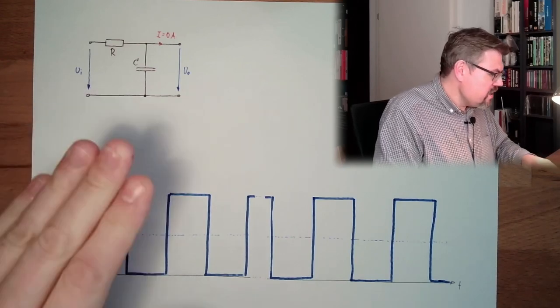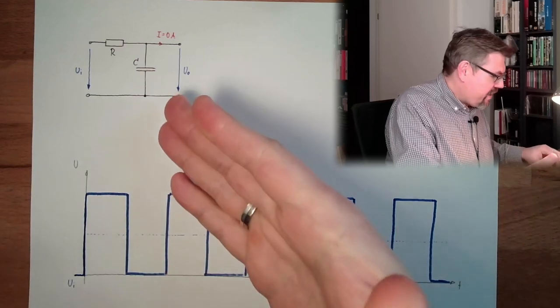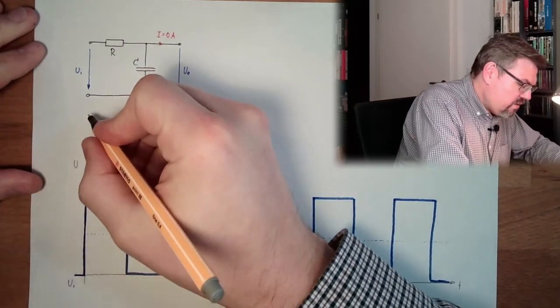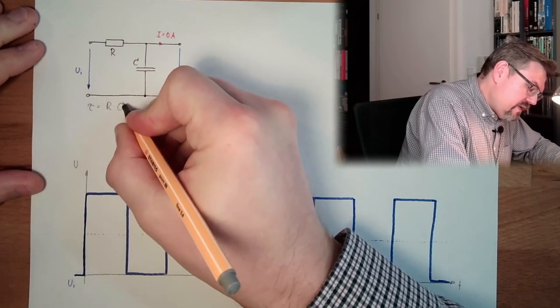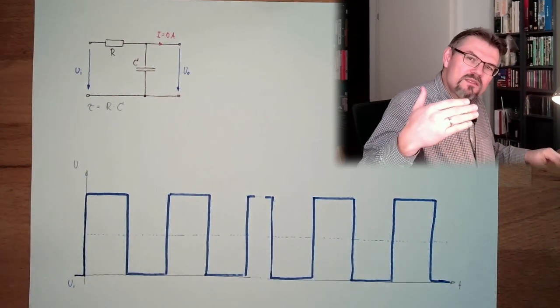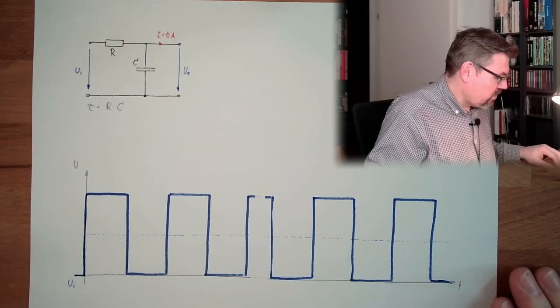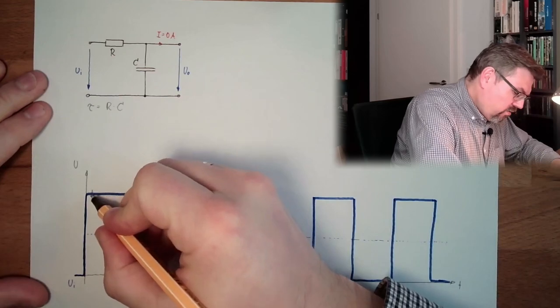We said, okay, let's have a look at one case. Yeah? So we have a time constant here, this time constant tau. This was R multiplied by C. And this somehow defines how this charging is done. Let's say in one case, we have here a tau.